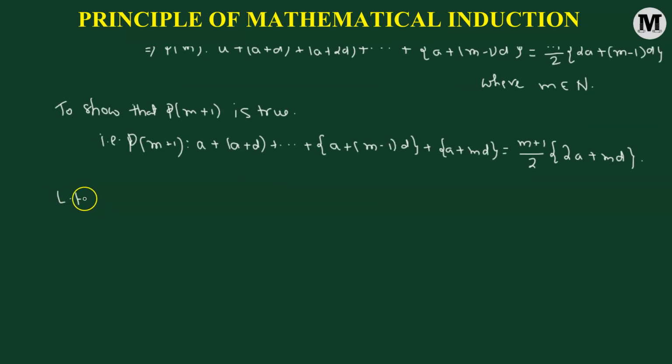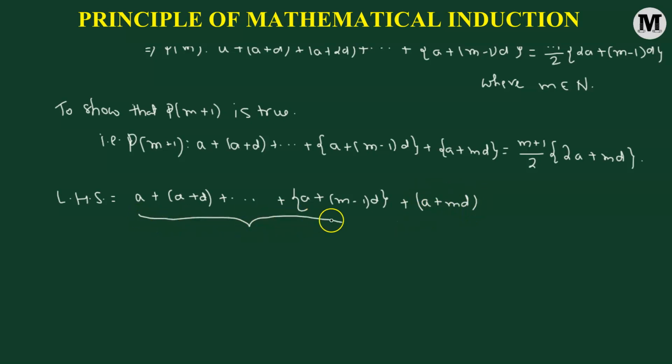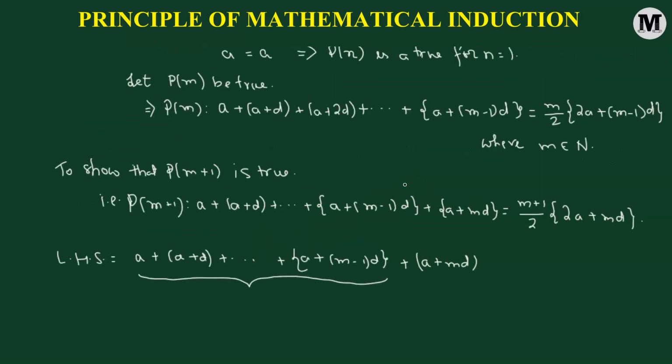Now on the left hand side of our statement P(m plus 1), we have a added to a plus d, going all the way up to a plus (m minus 1) times d, and then we have the next term, which is a plus m d. Now we will take the first term and the sum up to the second last term, and replace this with m over 2 times (2a plus (m minus 1) times d).